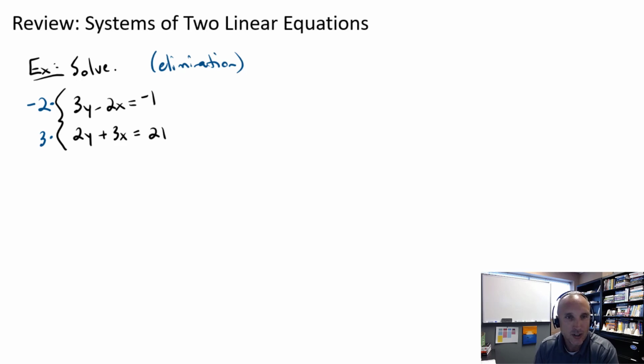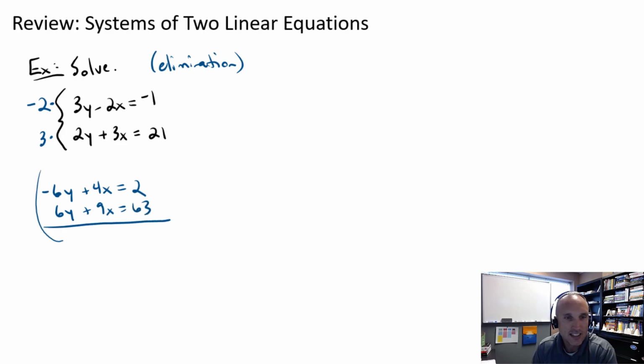And when we do that, we get -6y plus 4x equals 2. And then we get +6y plus 9x equals 63. We can see now that the y's will cancel when we add the 2 rows together. So we get 13x equals 65. And dividing by 13, we can see that x equals 5. There we go. Now that we know x, we can plug that back into either of the 2 equations we started with to solve for y.